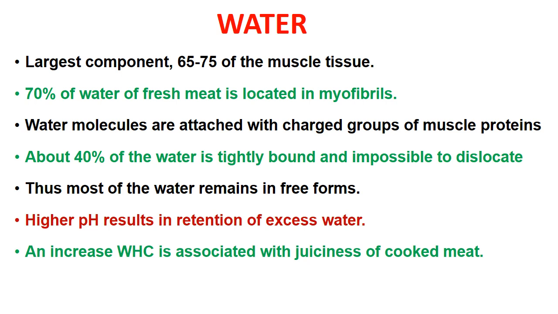As we know, it is the largest component, about 65 to 75% of the muscle tissue. This ratio will be higher when the fat content is less, but when the fat content is more, the water content will be reduced. Now, 70% of the water of fresh meat is located in the myofibril. We have discussed thoroughly earlier what a myofibril is. Much of the water remains in that.